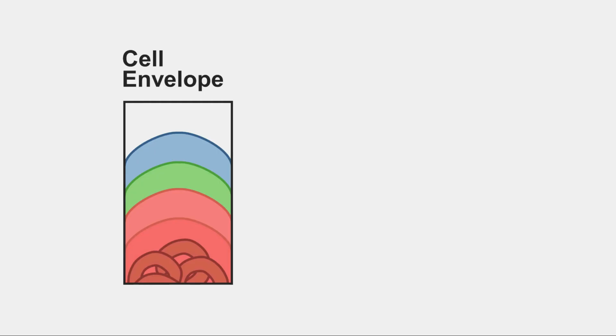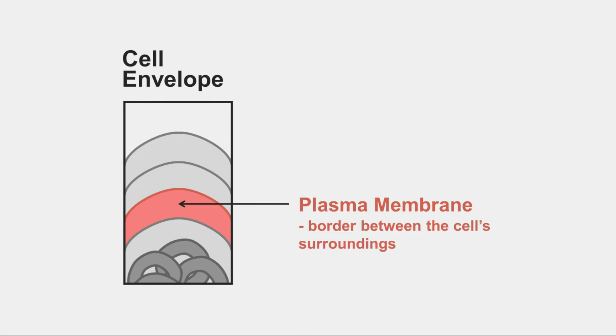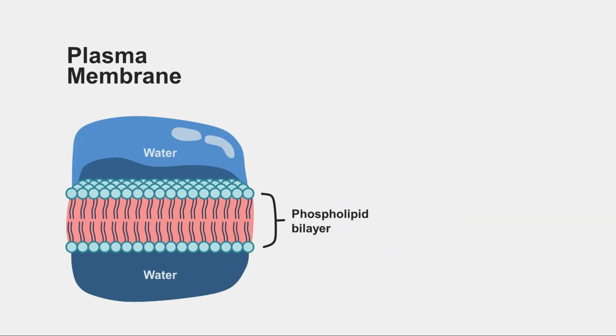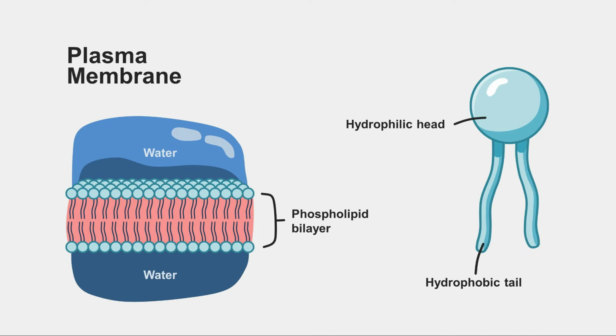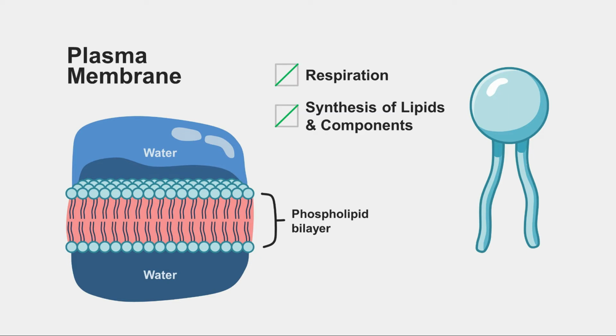The most important part of the cell envelope is the plasma membrane, serving as a guard between the border of the cell and its surroundings, regulating what molecules and ions can pass in and out of the cell. This is possible through the semi-permeable phospholipid bilayer, wherein two layers of fatty acid lipids are attached to it, facing opposite directions. In bacteria, roles such as respiration, synthesis of lipids and cell components, as well as photosynthesis, are carried out here.